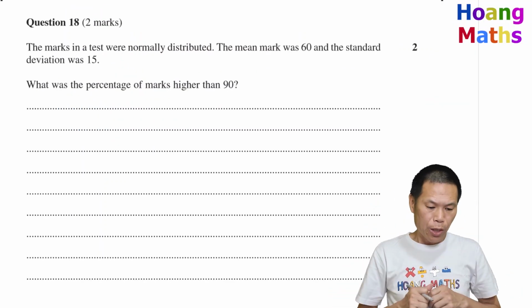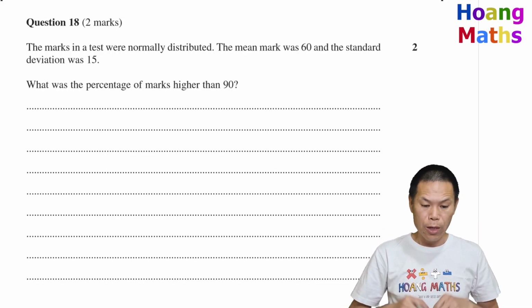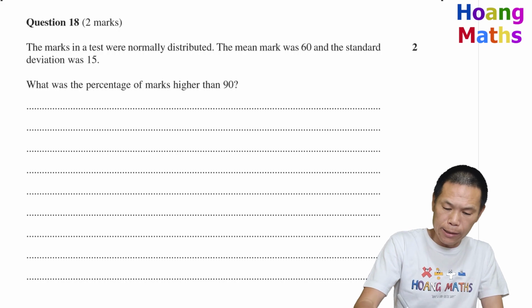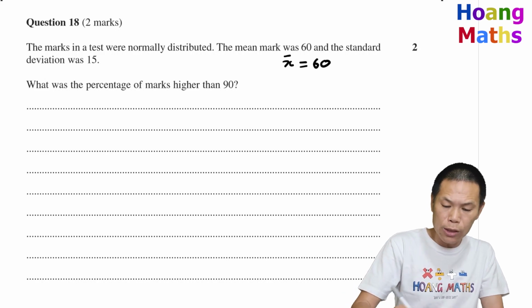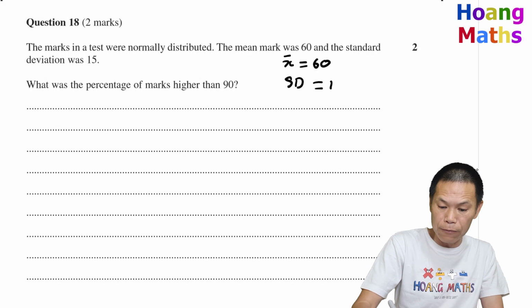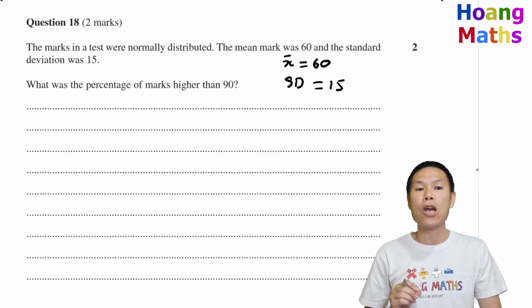Question 18. The marks in a test were normally distributed. The mean mark was 60, so that is X bar is 60. That's the mean. And the standard deviation, let me just write SD, is 15. So what was the percentage of the marks higher than 90?